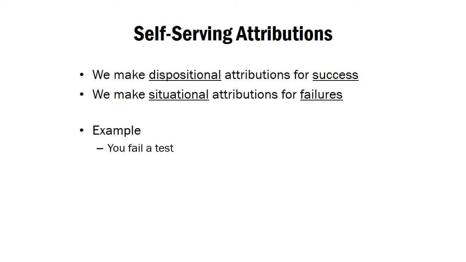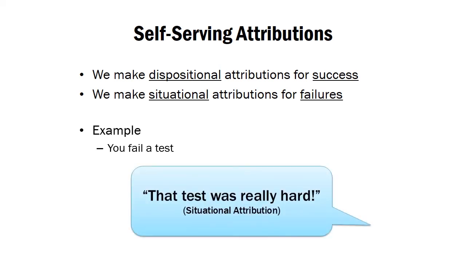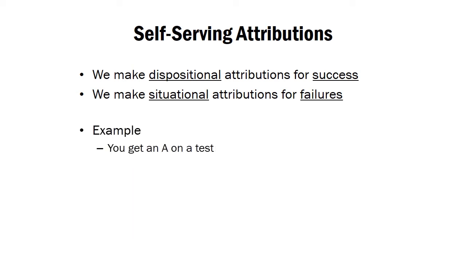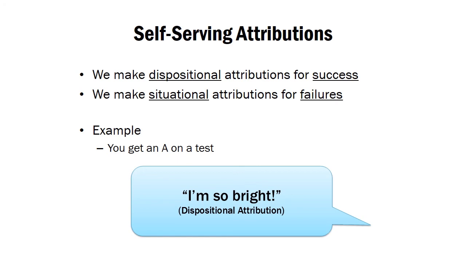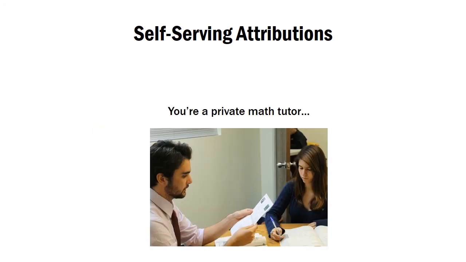So imagine, again, that you have failed a test. As we just saw, you'd be likely to say the test is really hard. You use a situational attribution to explain it. However, if you got an A on the test and you did really well, under these cases, now you'll take credit for it. You'll say, I'm so bright, I'm so lovely, here's a dispositional attribution. So we can see here also there's some wiggle room for when people draw one kind of explanation versus another.